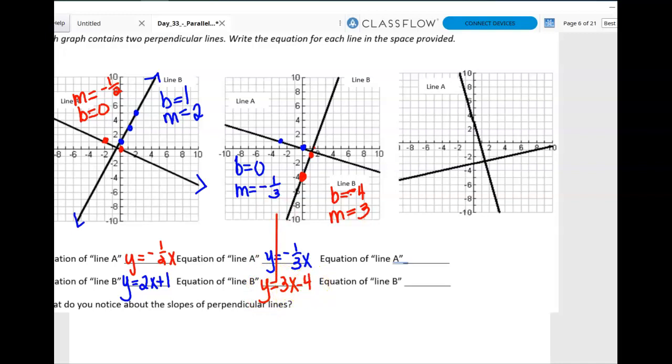Got a weird line there. Let me undo that. Hold on, there it is. Let's try it again. Okay, y equals 3x minus 4.